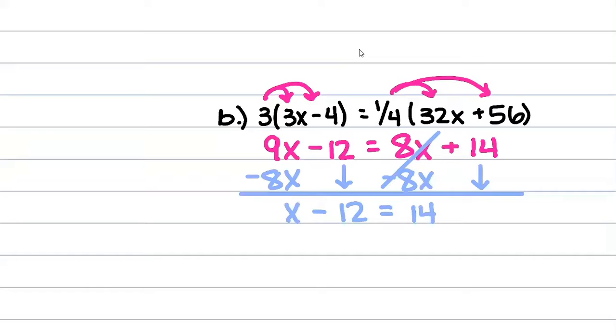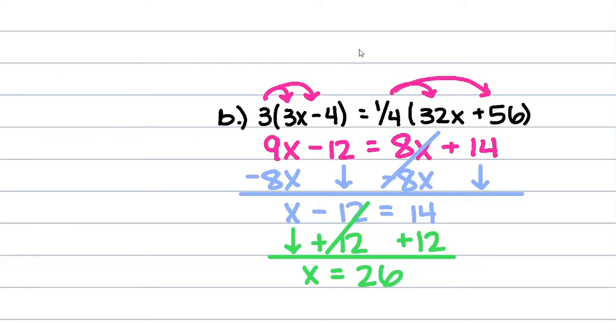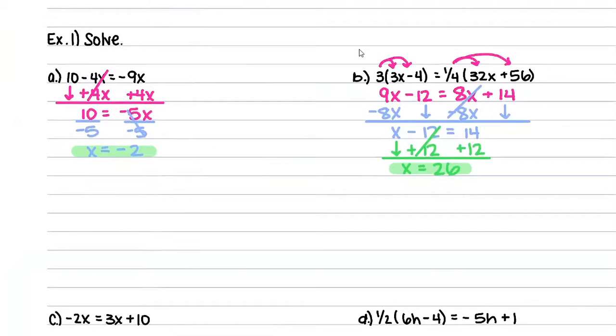From here, the only thing I have to do is move that 12 over by adding it to both sides. So those 12s would cancel, the x drops down, and x is going to equal 26. Again, if you were curious as to if this is the correct answer, the only thing you'd have to do is plug it back into your original equation and simplify. If you get a true statement, then your answer is correct.